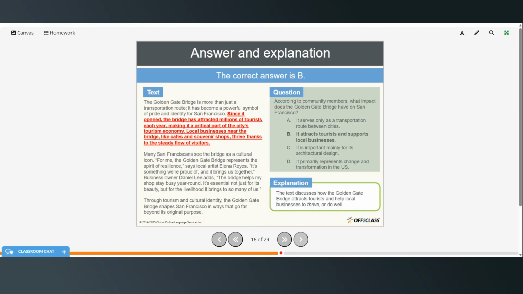Right, the question, according to community members, what impact does the Golden Gate Bridge have on San Francisco? The correct answer is B. It attracts tourists and supports local businesses. And the text discusses how the Golden Gate Bridge attracts tourists and helps local businesses to thrive or do well.